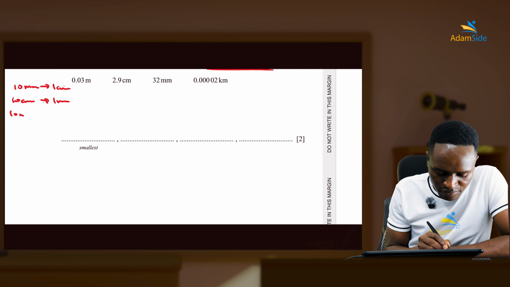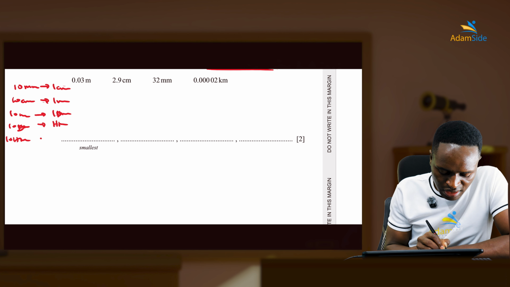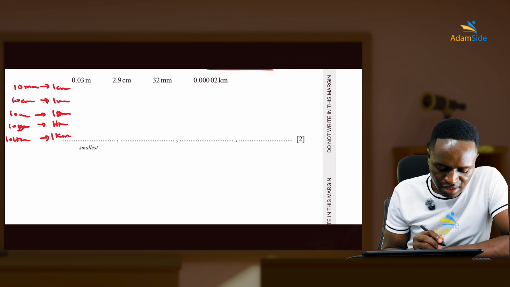Then 10 meters is equivalent to 1 decameter, 10 decameters is equivalent to 1 hectometer, and 10 hectometers is equivalent to 1 kilometer. This is very important, so that we see how many meters are the same as 1 kilometer. You have 1, 2, 3 zeros, so 1,000 meters is the same as 1 kilometer.